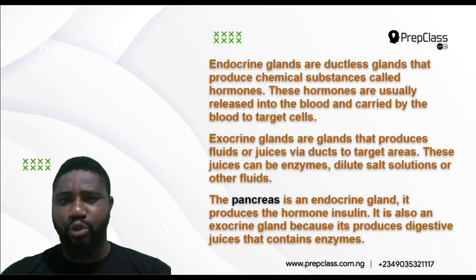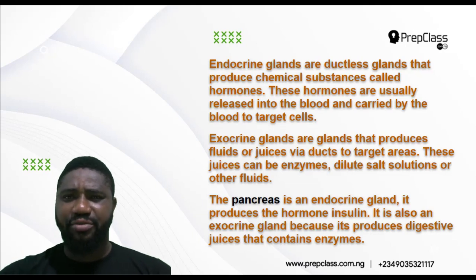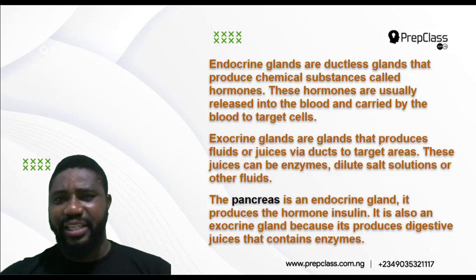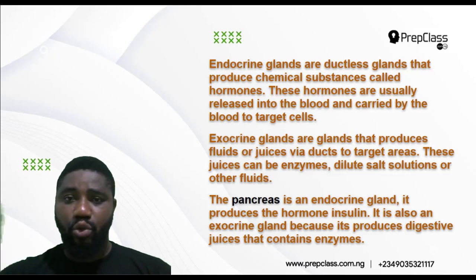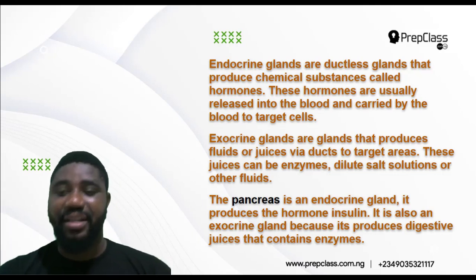So those glands that specifically produce hormones are endocrine glands. They are ductless. They don't produce these hormones through ducts. They just release them from their surface into the bloodstream. The hormones are then carried by the blood to target organs where they exhibit their effect.